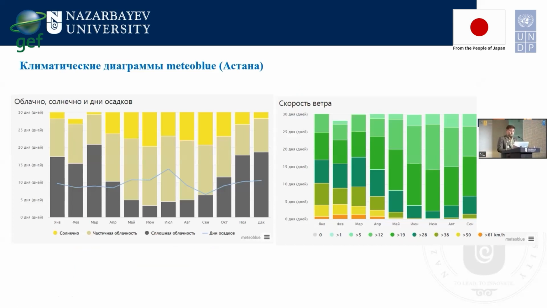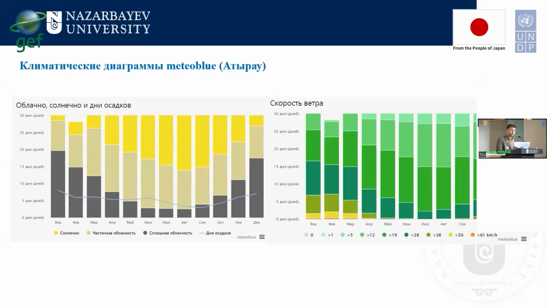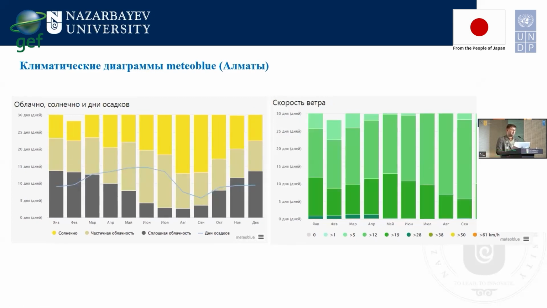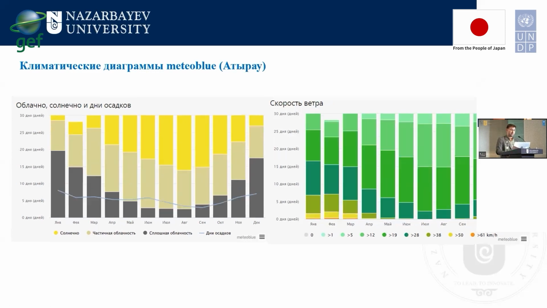Let me get to the climate diagrams now. We have analyzed climate diagrams of 3 cities in Kazakhstan. This is Astana. We got the data from Meteoblue. They analyze average data about the number of sunny days and windy days in Kazakhstan and all over the world. In Kazakhstan, we have selected 3 cities, Astana, Almaty, and Atyrau. If you look closely, you will see that we have a minimum number of sunny days. Even in Almaty, not that many sunny days.